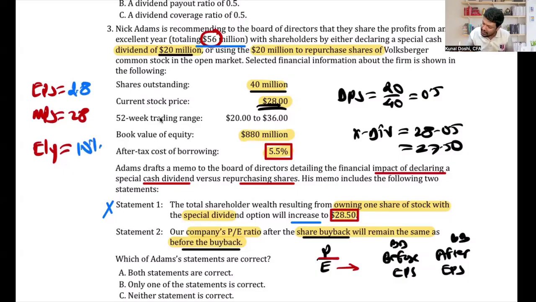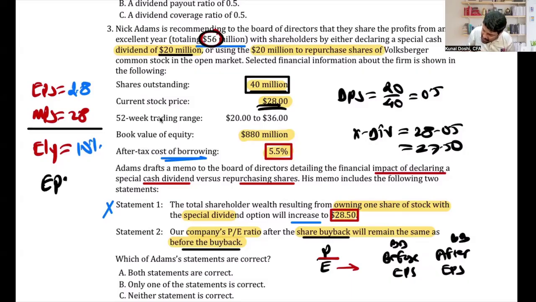Still, when my earnings yield is greater than the cost of borrowing, my EPS will what? Will increase. I'm so sorry. My earnings are 56 divided by 40 million shares. My earnings per share was 2.8, and the market price was 28. So the earnings yield is earnings over price. That is 10%. It is greater than the cost of borrowing.